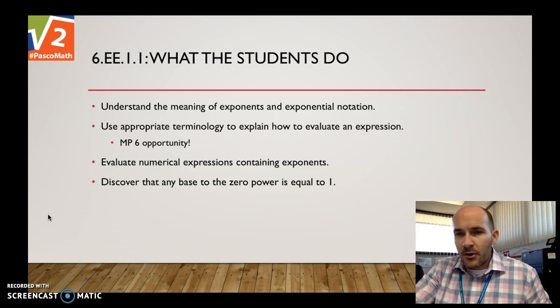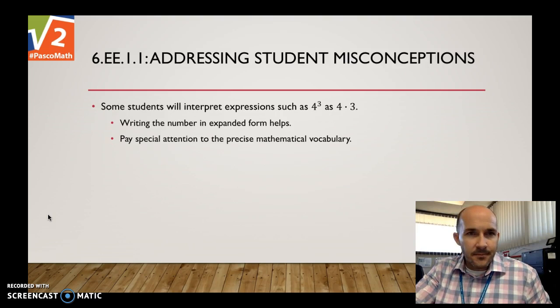They need to evaluate numerical expressions containing exponents and to discover that any base raised to the 0 power is equal to 1, any non-zero base.